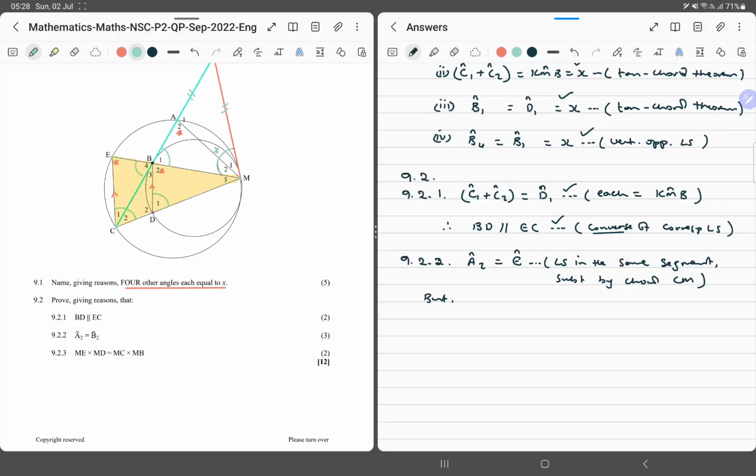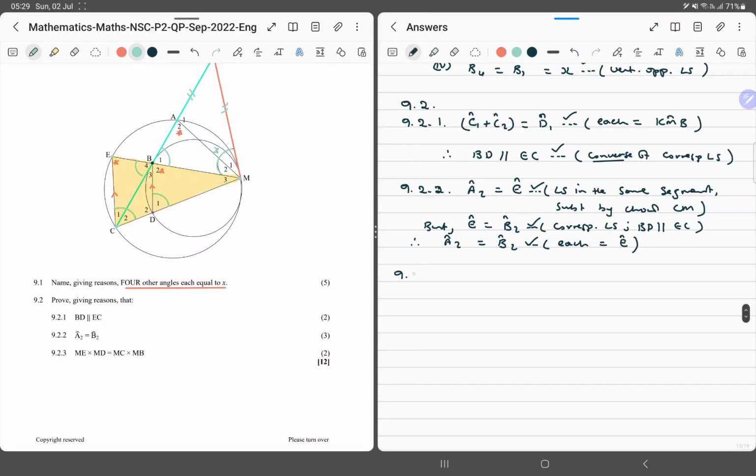Okay, so we've got a but. What do we know? We know that angle E is equal to angle B2. These are corresponding angles with BD parallel to EC. Okay, so we can make a conclusion and say, therefore, A2 is equal to B2. We can say each is equal to angle E. Great stuff. So that is the link between those two. So we're getting 3 marks. This was a strong statement essentially, and then that is also a strong statement, and that's it.